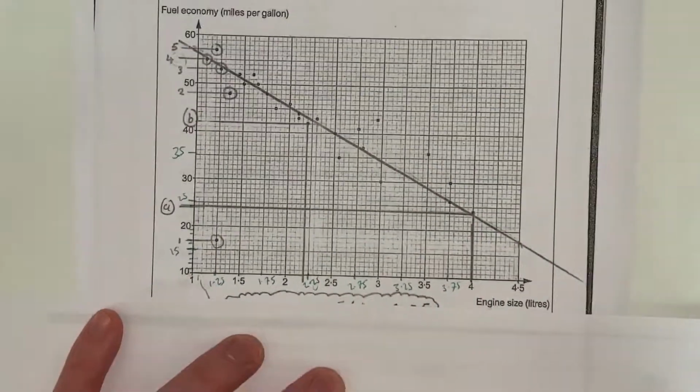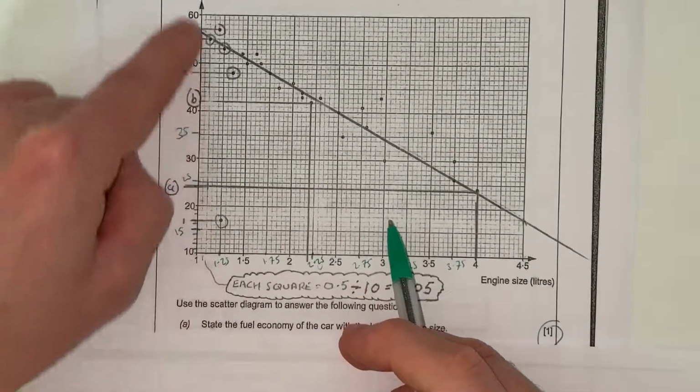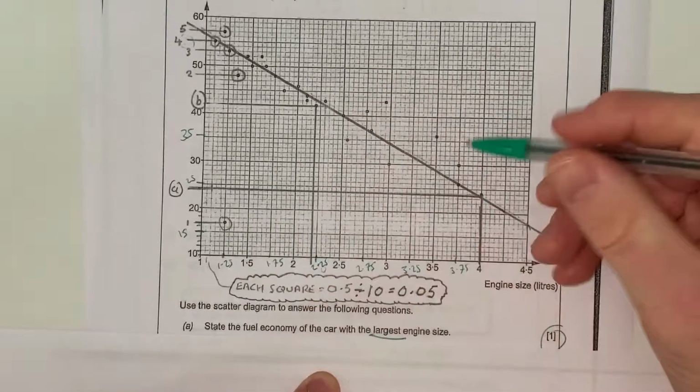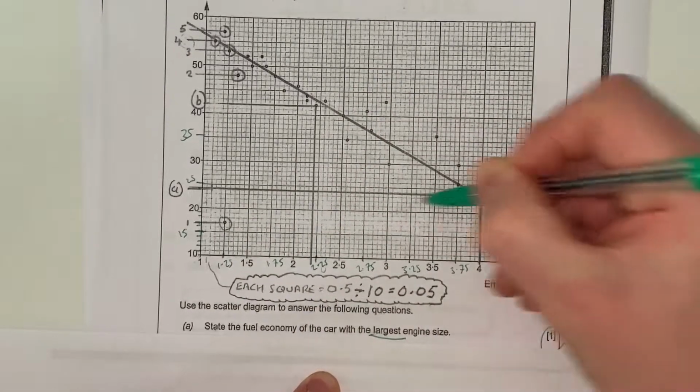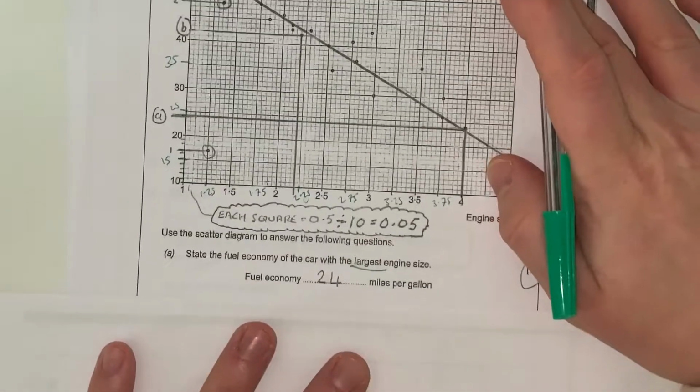Right. First question then, you state the fuel economy, so that's this bit, of the car with the largest engine size. So we need the car now furthest right, which is quite clearly this one. So you can see I've drawn a line up and across, and that's just below 25, so it's got to be 24. It's going up in ones.